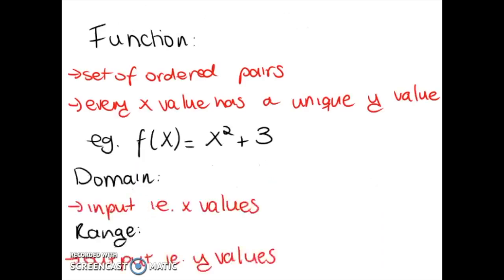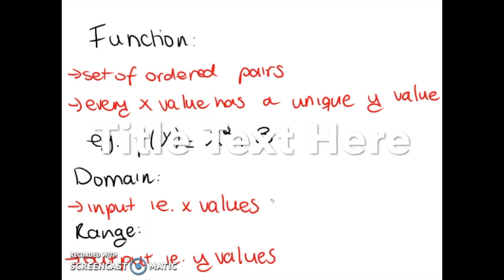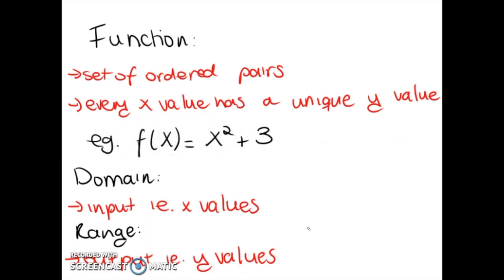Here are some definitions you need to know. A function is a set of ordered pairs, in which every x value has a unique y value. For example, f(x) equals x squared plus 3. This basically means that a function is something that takes in an input and gives out an output. The input is the x value and is also called the domain, and the output, which is the y value, is the range. So if x equals 1, for example, then it will go into the function and come out as 4, because 1 plus 3 is 4.